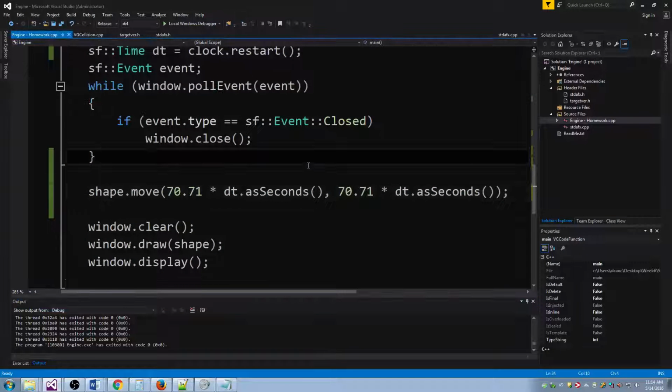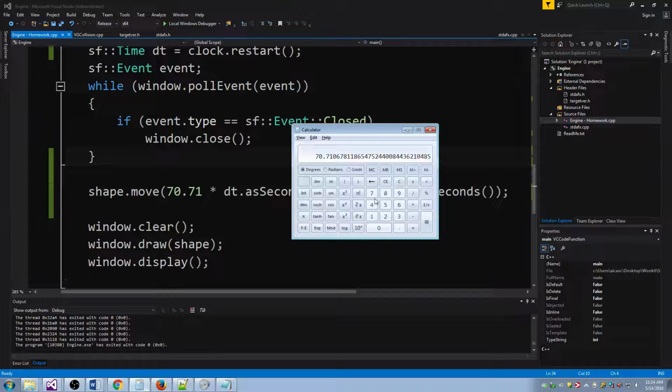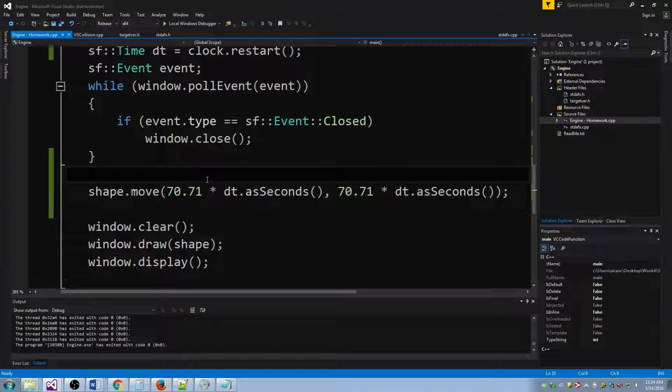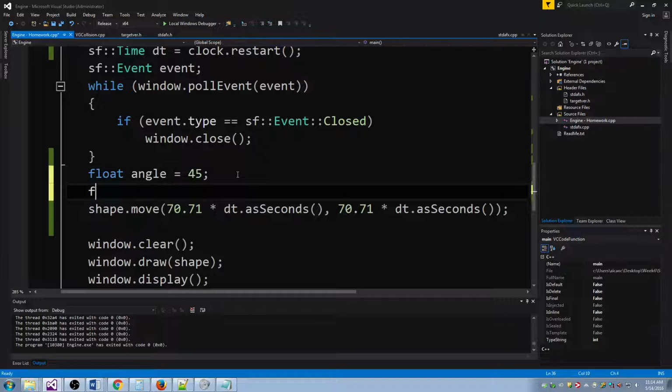So that's great and all. What does this actually mean? How do we get this number? I used the calculator to do this, but you can actually solve this without using a calculator at all. You can do this in C++. So if I have an angle that I want to move, which happens to be 45 degrees, I can have my x velocity and my y velocity be solved by C++.